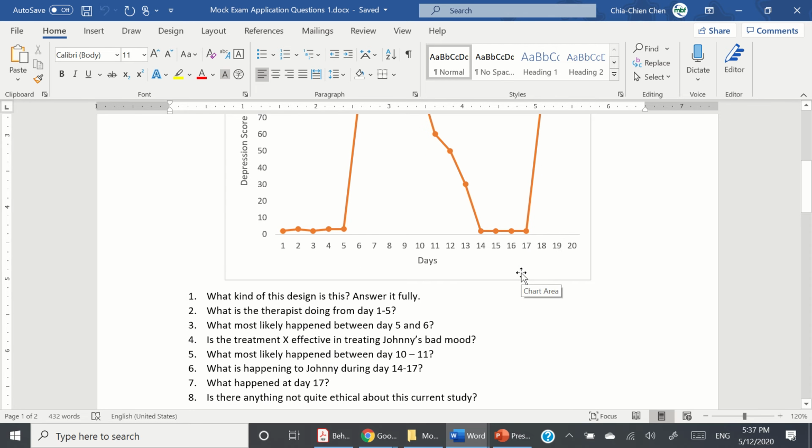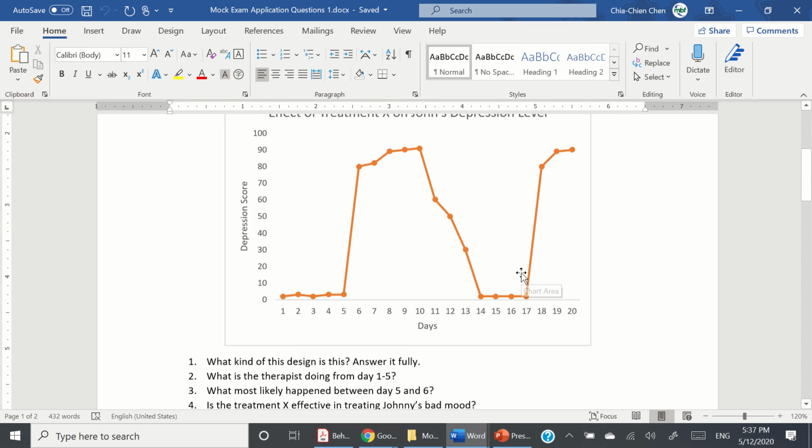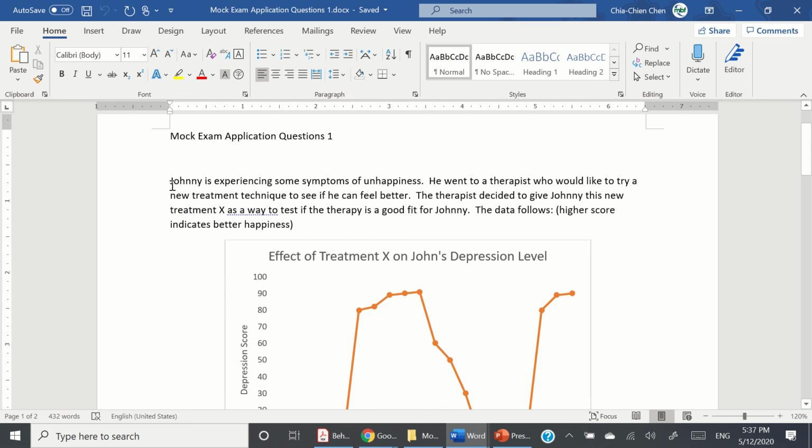Number eight, is there anything not quite ethical about this current study? Let's go back to the text. If there's anything unethical, it's that we don't know if this treatment X is approved by, let's say, the FDA or something like that, because it doesn't say anything here. So that is the part that is not quite ethical.